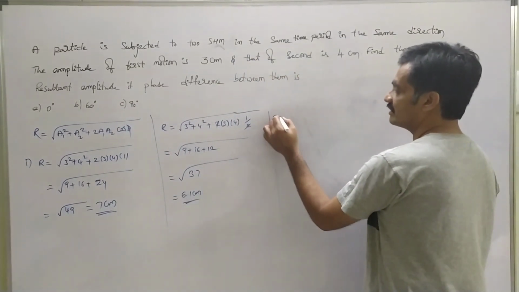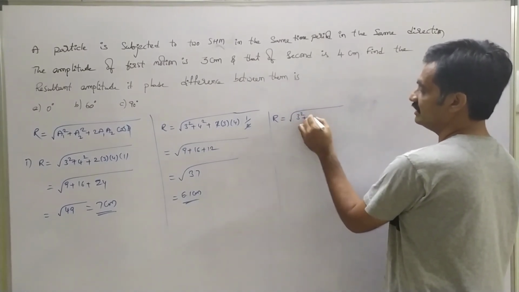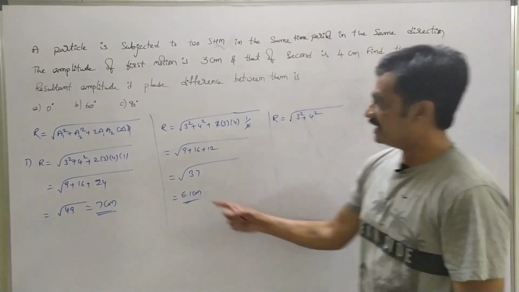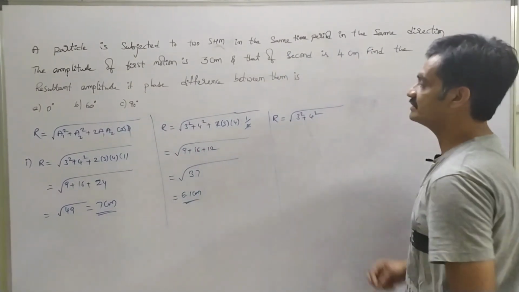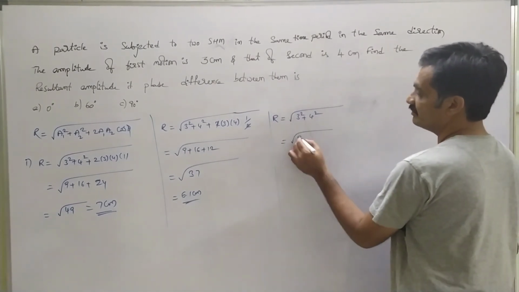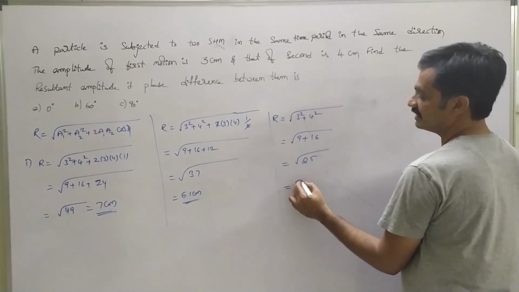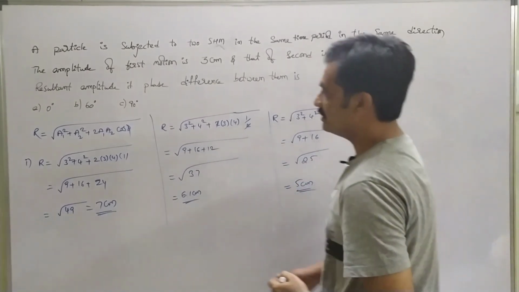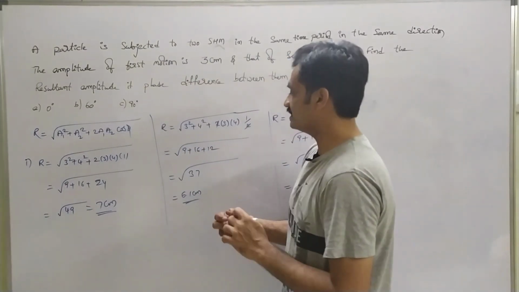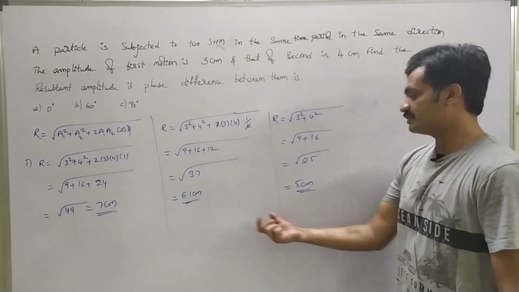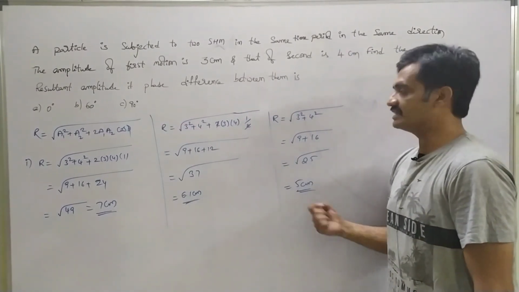Now we have to find the resultant amplitude when phi equals 90 degrees. Then we know that cos 90 is 0. Here we have 3 square plus 4 square, and the remaining term becomes 0. So we have 9 plus 16, and 9 plus 16 is 25, so we get 5 centimeters. So when phi equals 0, we get an amplitude of 7 centimeters. When phi equals 60, we got an amplitude of 6.1 centimeters, and when phi equals 90, we got an amplitude of 5 centimeters.